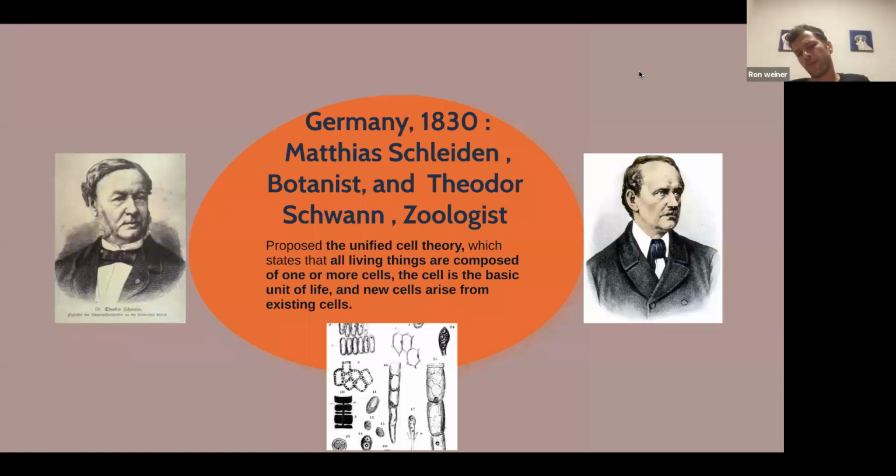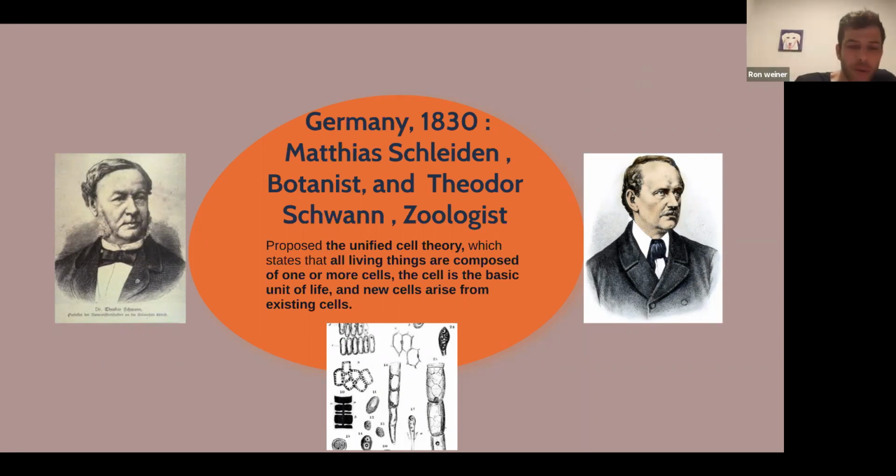So let's go back to the microscope axis, and we see that along the way, the roadmap led to Germany, to Matthias Schleiden and Theodor Schwann, a botanist and a zoologist. They proposed something that is still used until today, and this makes sense for everyone today, but back then it was very hard to prove. They proposed the unified cell theory, and they said that all living things are composed of one or more cells. The cell is a basic unit of life, and new cells arise from existing cells.